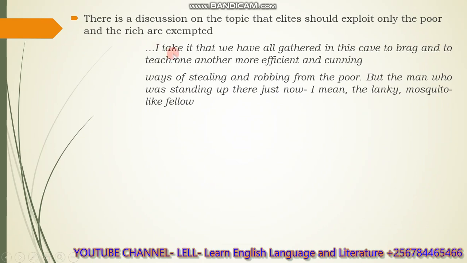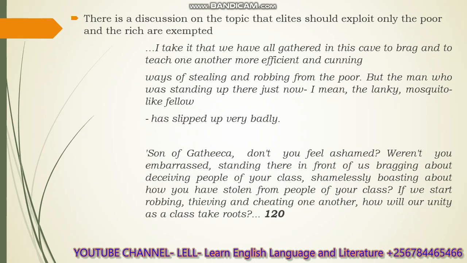For example, this is what the rest say. "I take it that we have all gathered in this cave to brag and to teach one another more efficient and cunning ways of stealing and robbing from the poor." Why the poor alone? "But the man who was standing up there just now, I mean the lanky mosquito-like fellow." Now, of course, because this gentleman has bragged of having robbed the elites themselves, it creates a lot of confusion in the cave. So when we begin talking about narrative techniques, we shall bring that one out again as our illustration. But this is the kind of exploitation we're talking about as being too much, that the people who are not having anything are the ones who should be exploited.